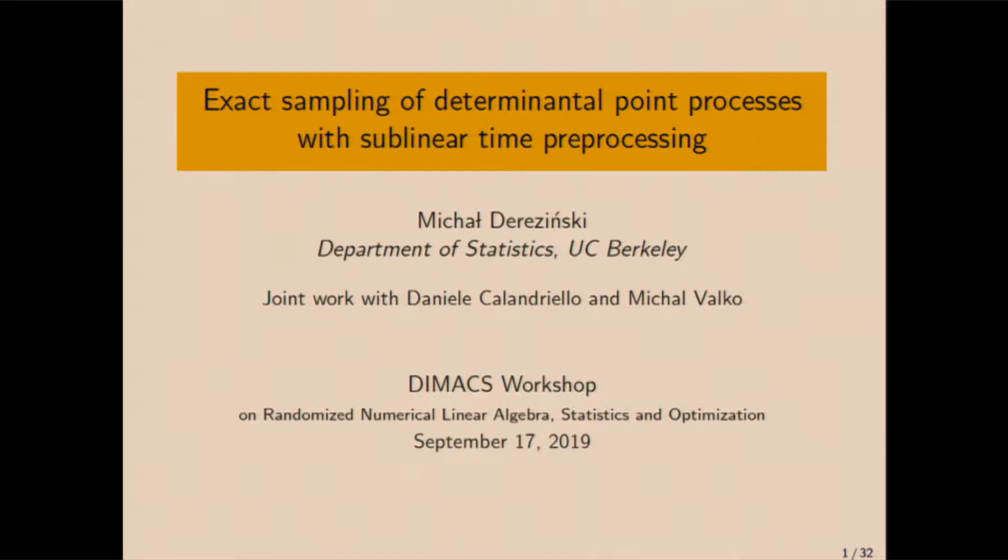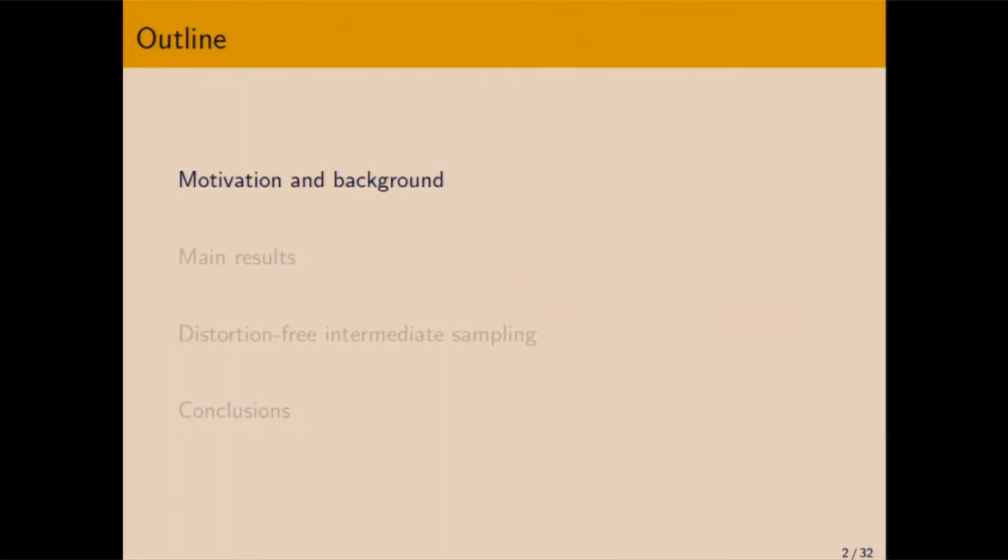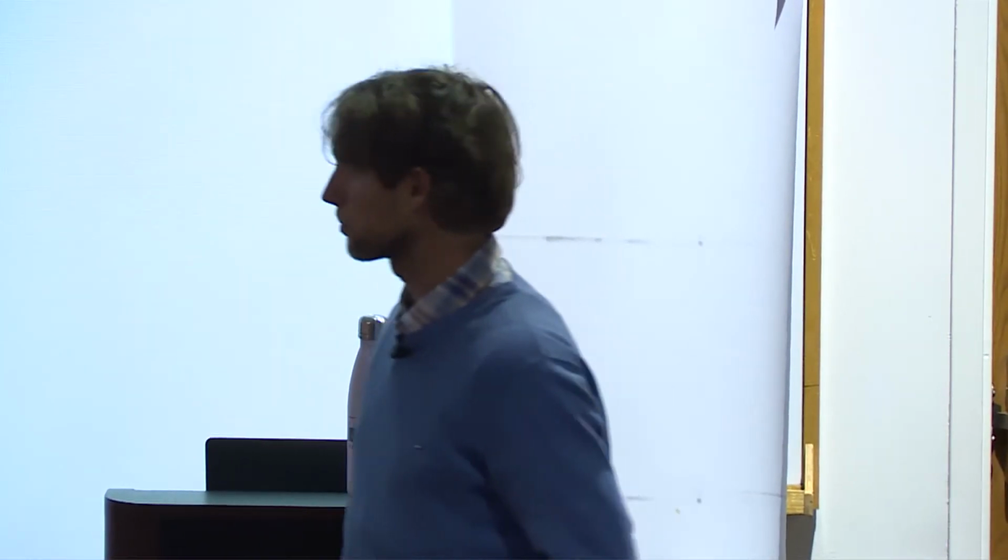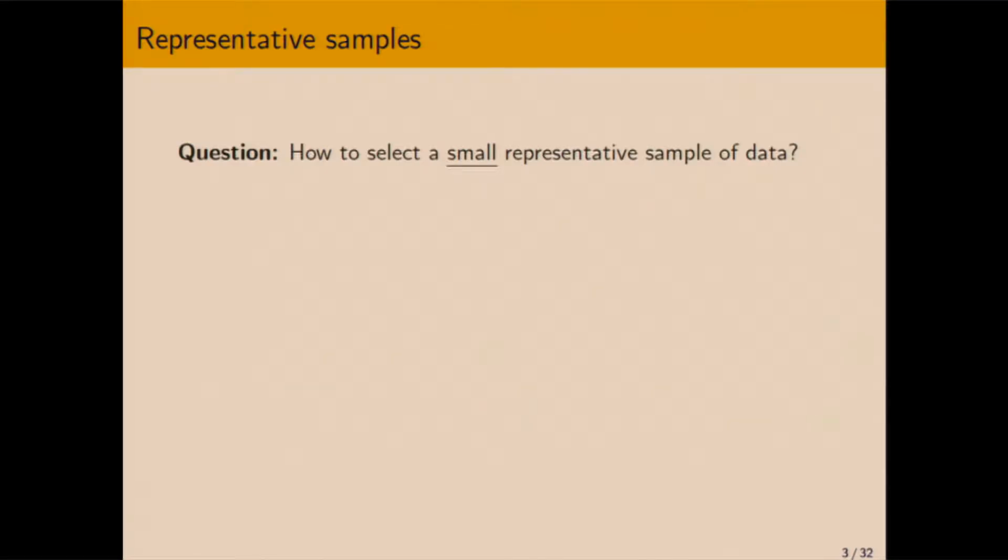I'll start with some motivation and some background. Some of you probably haven't heard of determinantal point processes, so that'll be useful. The basic task we're concerned with here is finding small representative samples. So how can we select small representative samples of data?